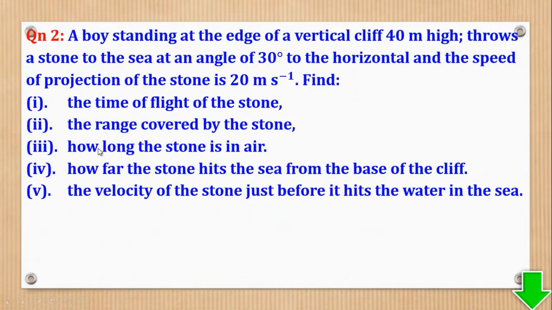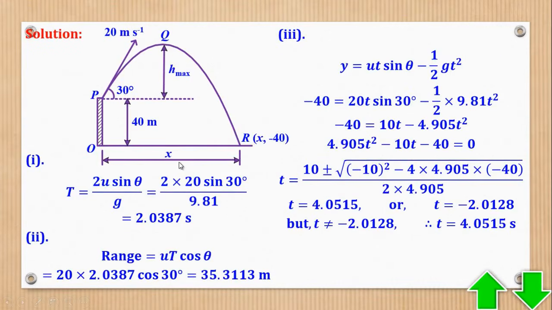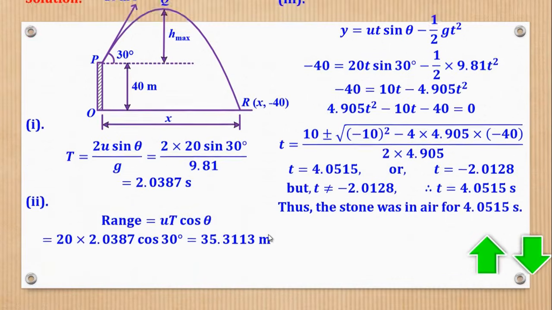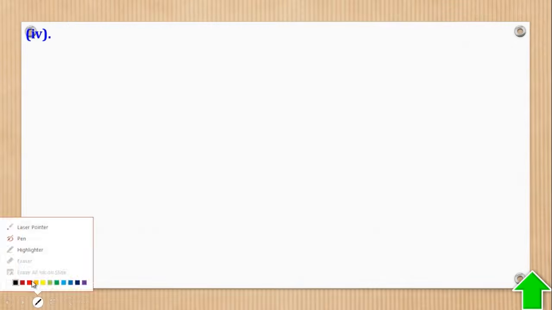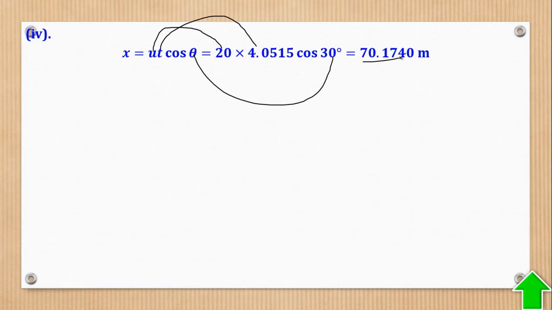That is Roman 3. Roman 4, how far the stone hits the sea from the base of the cliff. In that case, they want this value of x. So we are considering horizontal motion. We already know the total time spent in air, so substitute for total time, for initial velocity, and also the direction to give you this as the value of x.